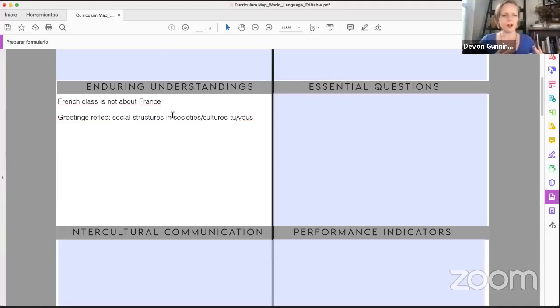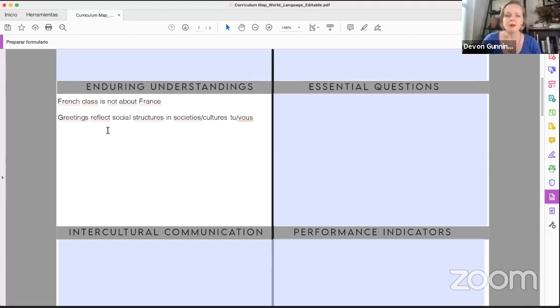So for their enduring understandings, instead of saying something that's explicitly language focused, like they're going to understand the difference between tu and vous and know when to use them, when it's appropriate and when it's not, their enduring understanding, what they will really understand about the world, is that greetings really reflect how society is structured around the world.